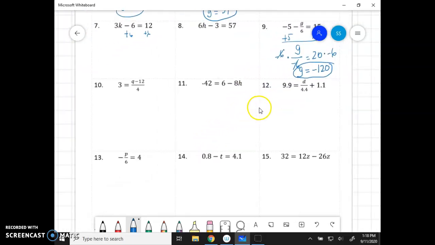All right, number 10 looks pretty similar to number 4, right? So make sure you multiply by 4 on both sides first.